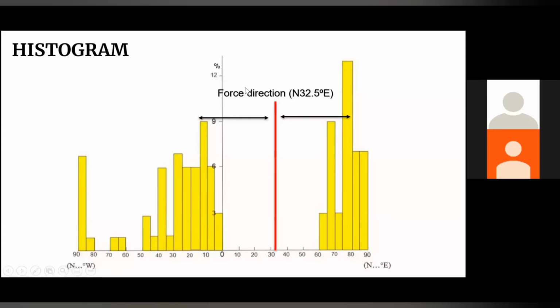In the interpretation of the histogram and Rose chart, we can know the direction of force. On a histogram, the direction of force is equal to the angle read on the flat axis, which is the middle point between two maxima that are less than 90 degrees apart. The two maxima in this histogram are north 77.5 east and north 12.5 west. So we got the force direction in this histogram as north 32.5 east.